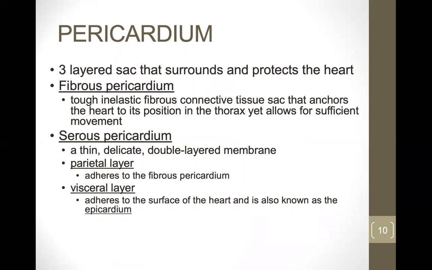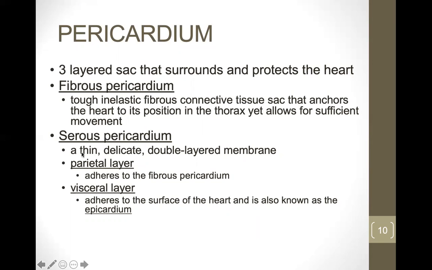The outside layer is this fibrous pericardium, which has these inelastic fibrous connective tissues that are anchoring the heart into its place in the thorax or in the chest cavity, yet it still allows for enough movement for the heart to be able to pump and can take on increased blood flow when we are exercising at harder amounts. Then those two thin layers that are secreting the fluid are called the serous pericardium.